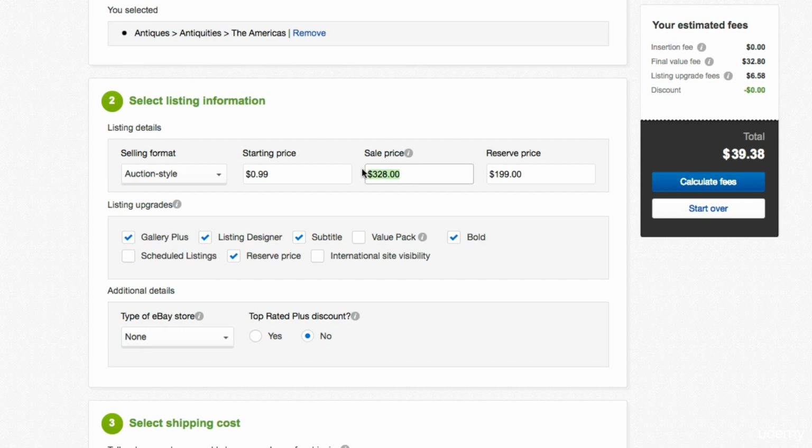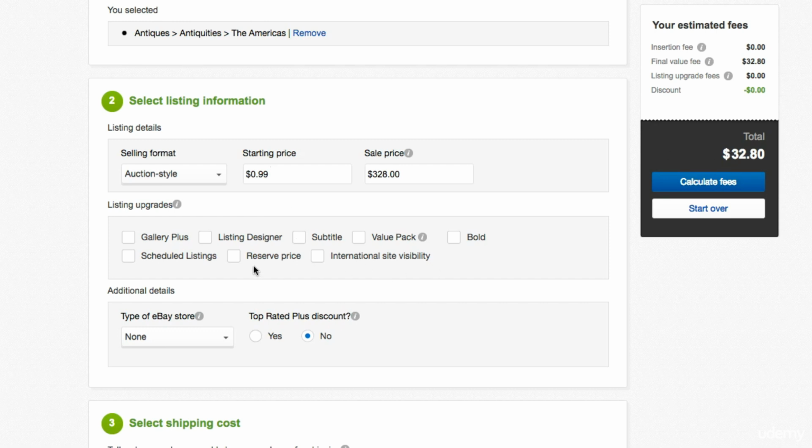But here's how much I made. I made $328 by using this. And also because I used all kinds of different upgrades for this listing to make it stand out, I kind of made my money back for it. Let's take a look without the listing upgrades, how much it's going to cost me. It's going to cost me only $32 to list this item.